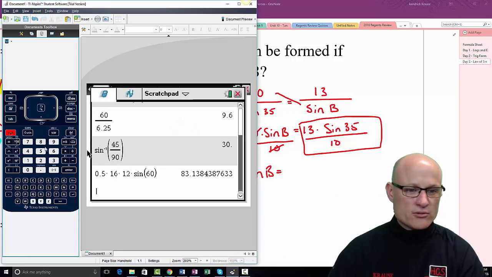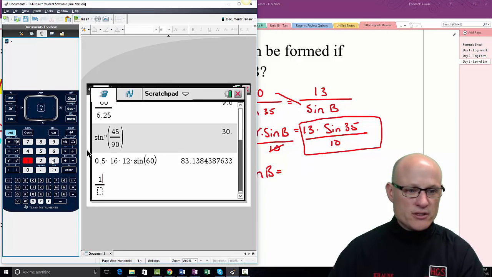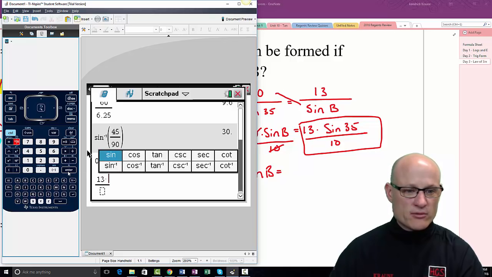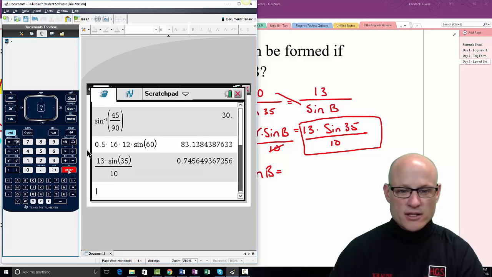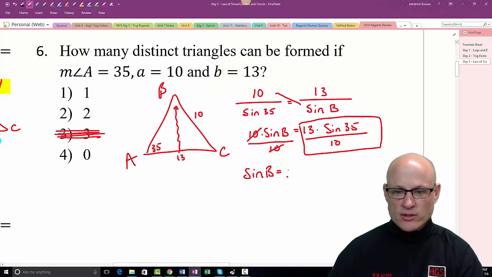let's see, 13 times the sine of 35, all over 10. Enter. Some number, 0.745.